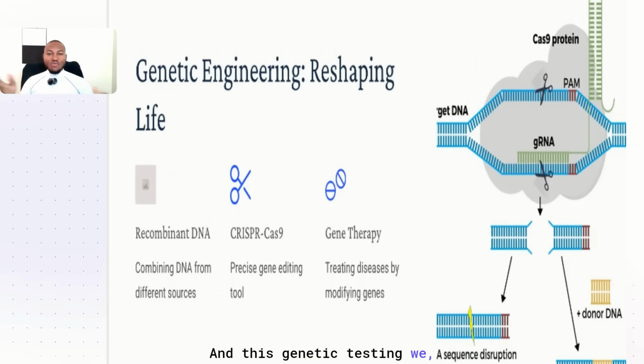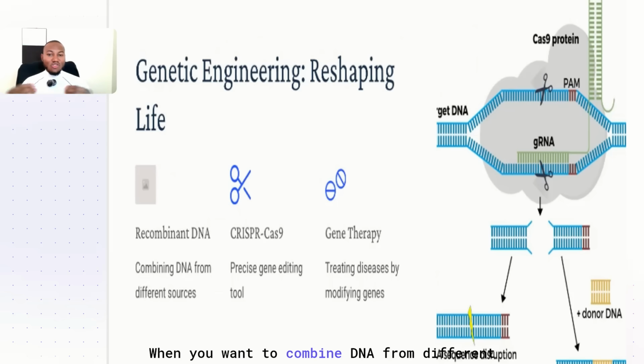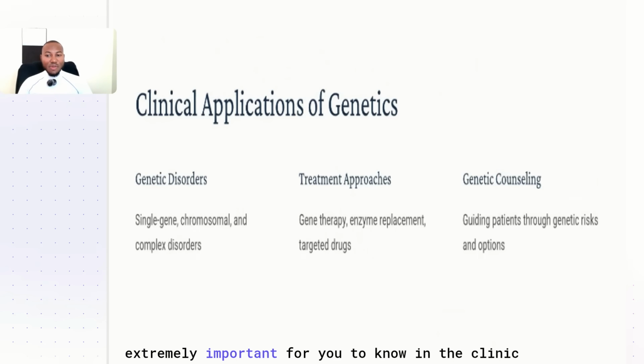And this genetic testing helps us to understand genetic engineering, which is trying to reshape everything we know in life, right? Like if you look at the diagram properly, that's CRISPR-Cas9. It's a recombinant DNA, right? Like combining DNA from different sources. When you combine DNA from different sources, you join them together, then you use CRISPR to edit. And after editing, you can modify these genes to use them to treat diseases. That's what gene therapy is about. So recombinant DNA, CRISPR-Cas9, and gene therapy. Extremely important for you to know.